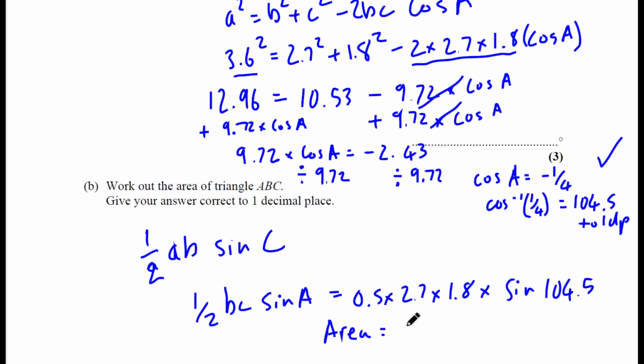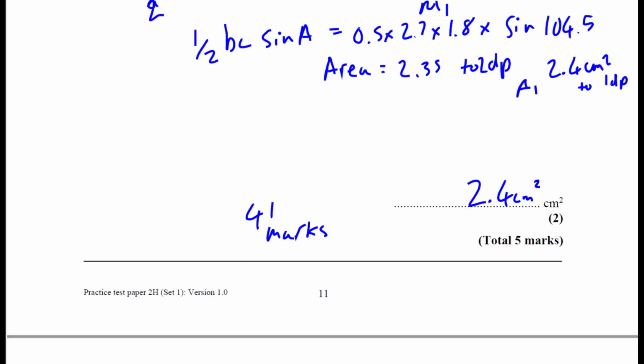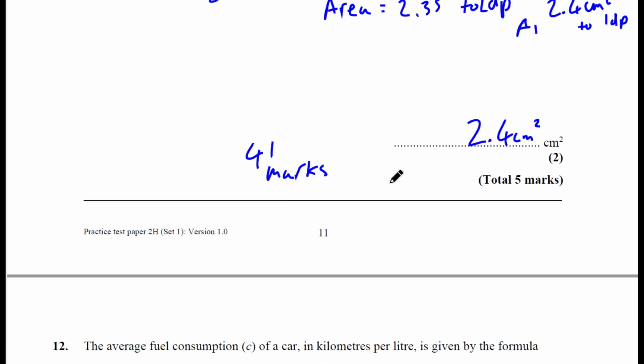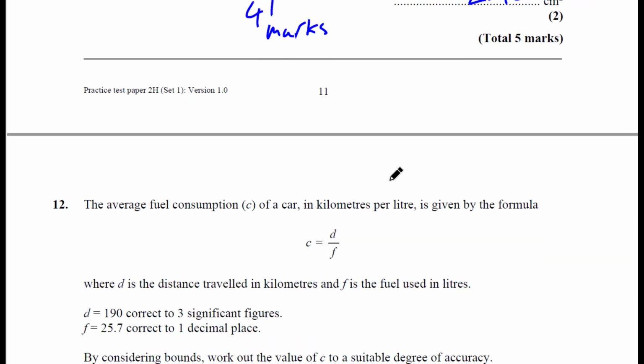So plug that into your calculator, and the area you should get is 2.35 to 2 decimal places. So you can just say it's 2.4 centimeters squared to 1 dp like it's asked. And the method is important to get your M1 mark, and that's your answer mark. It's not worth losing it just in case you make a mistake on your calculator. So that's 41 marks now, 5 from A7.